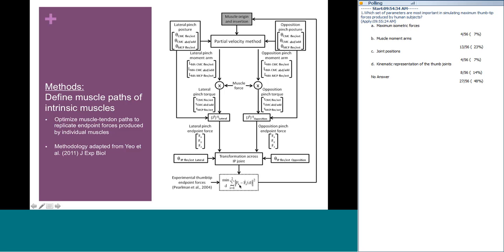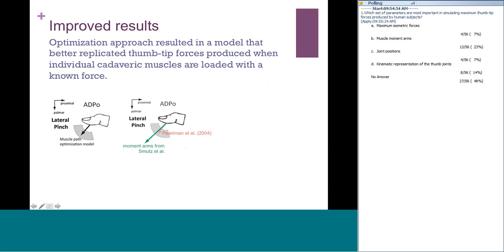We continued this optimization process until the error stopped changing. So basically, from doing this optimization process, we produced a model that better replicated the thumb tip forces produced when individual cadaveric muscles are loaded with a known force. So here's that representation I showed you before. Here is the ADP, the cadaveric data measured in the Pearlman study.